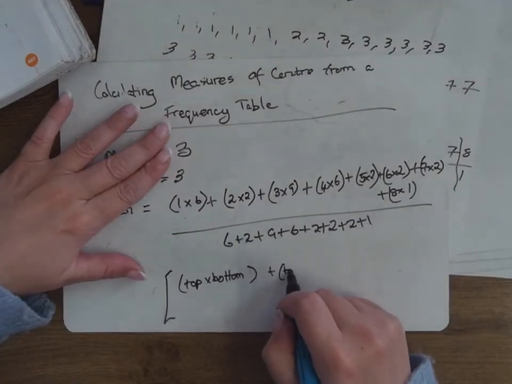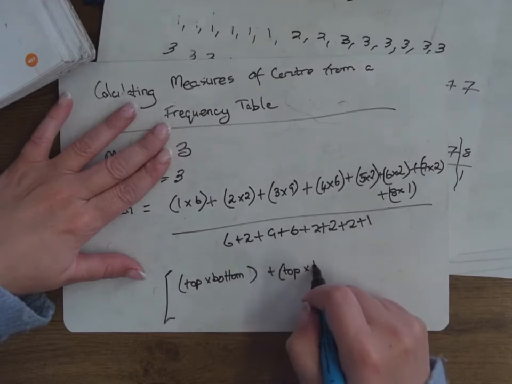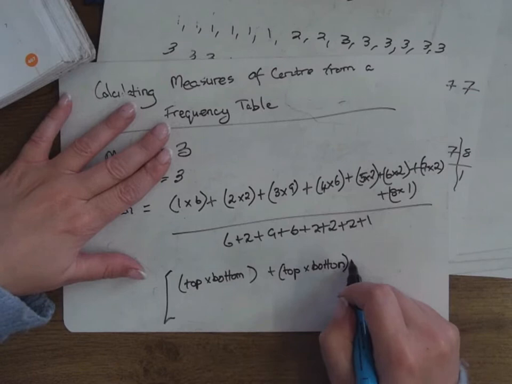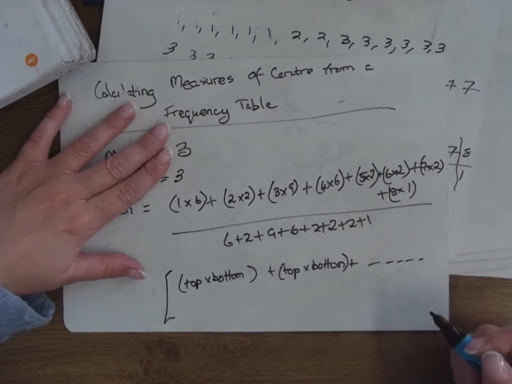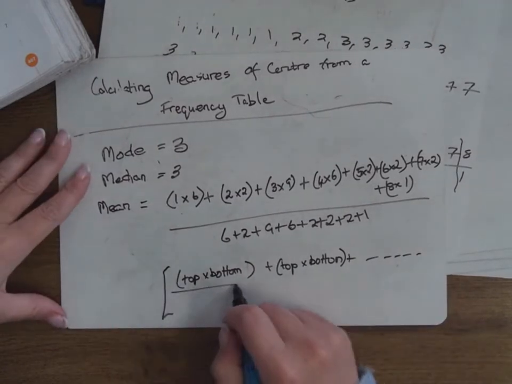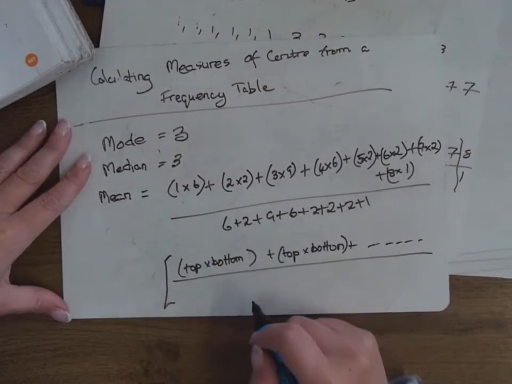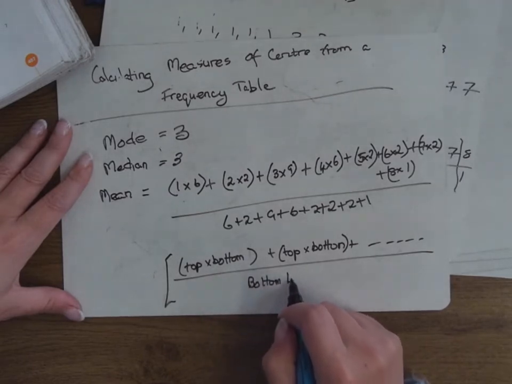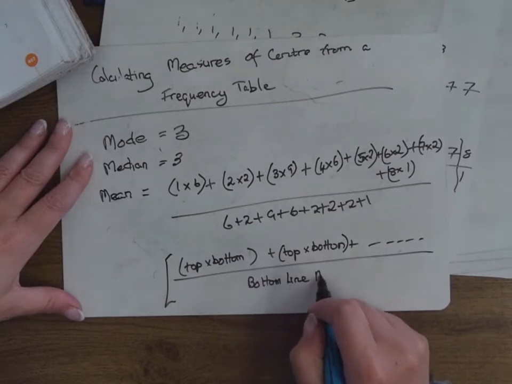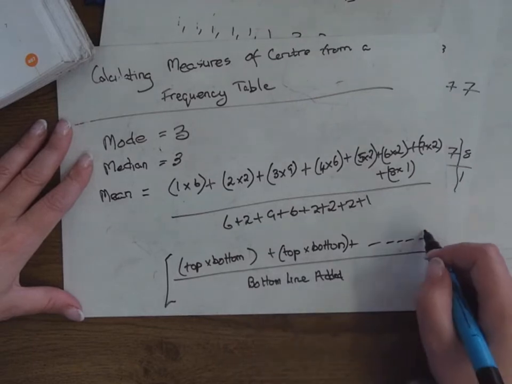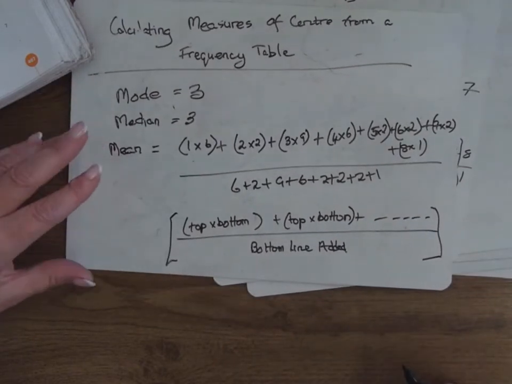You won't have the list in a while, so just so you know: add, dot, dot, dot, keep going to the end. Top by bottom, add top by bottom, add top by bottom, divided by the bottom line added up. Okay, and then you put it into the calculator and you press equals.